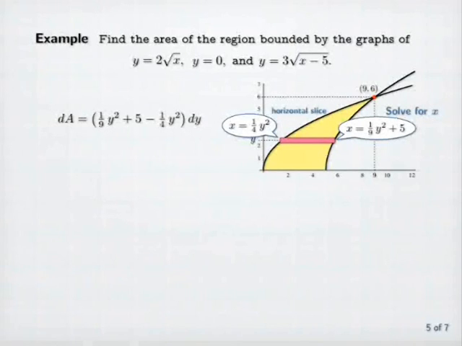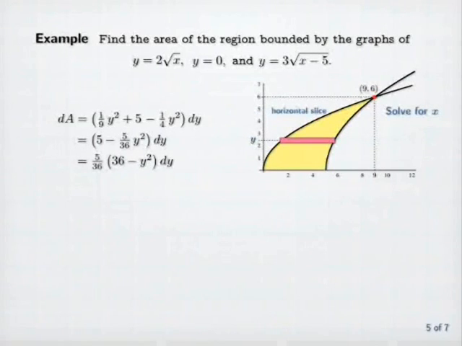Now let's simplify that a bit. 1/9 minus 1/4 ends up being 5/36. Let's also go ahead and factor out 5/36 so that we have 5/36 times 36 minus y squared dy. Now, y-coordinates in our region extend from y equals 0 to y equals 6, so that's the interval over which we want to integrate dA. So the area is the integral from 0 to 6 of 5/36 of 36 minus y squared dy.